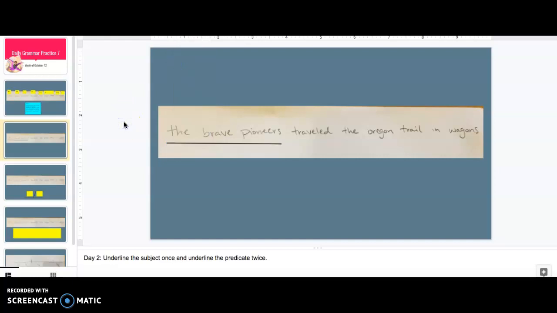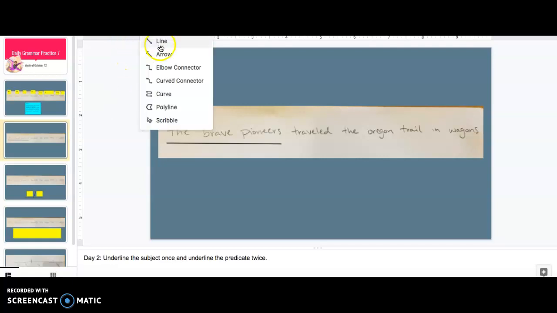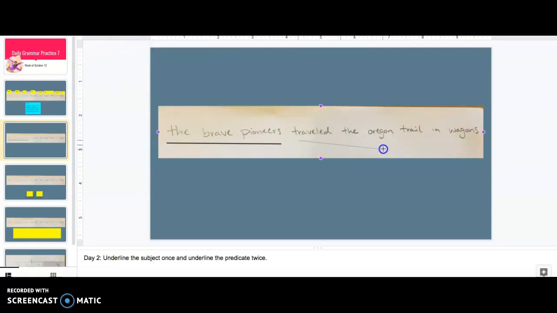And so in order to figure out what our predicate is, you can ask yourself, well, what is my subject doing in this sentence? What verb are they performing? In this case, the brave pioneers traveled the Oregon Trail in wagons. So we would mark that with 2 lines. This should seem fairly familiar from previous weeks.